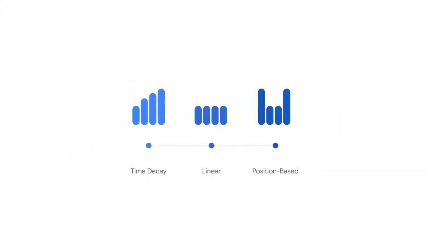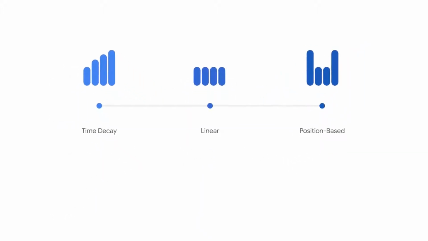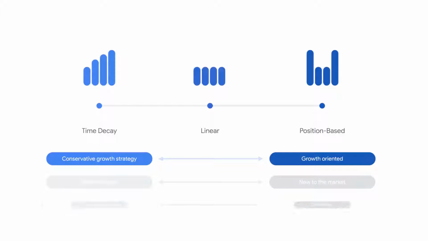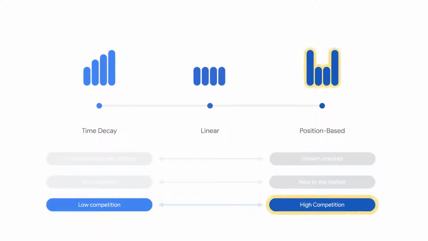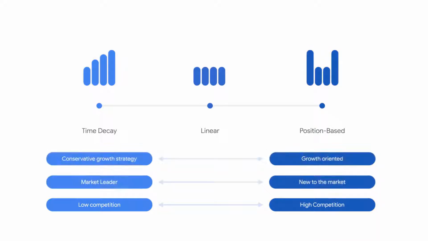When choosing your attribution model, think about your marketing objectives. Are you trying to find growth through acquiring new customers? If so, consider the position-based model. Are you currently a market leader or new to the market? Is there low or high competition within your industry? Ensure that your non-last click attribution model best meets your business goals.